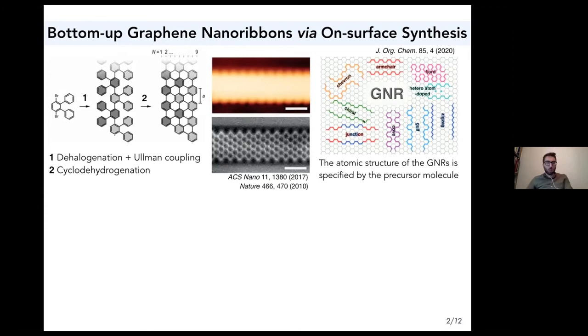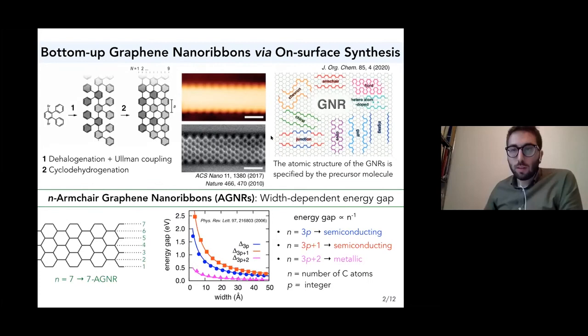So armchair graphene nanoribbons are probably the most appealing for graphene electronics because the energy gap scales with the width of the nanoribbon itself. In particular, if we quantify the width of the nanoribbon as the number n of carbon atoms across the nanoribbon direction, we can distinguish three situations depending on whether this value n belongs to the 3p, 3p plus 1, or 3p plus 2 family. Now, for the 3p and 3p plus 1 families, we have a semiconducting behavior, while for the 3p plus 2 family, we have a metallic or quasi-metallic behavior, depending on the level of theory you adopt.